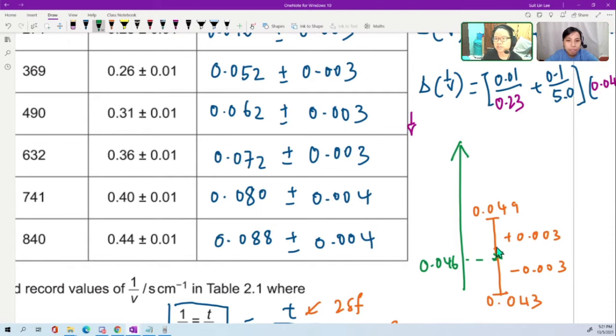Yeah, so 0.03 is actually 6 boxes. So it's up by 6 boxes, down by 6 boxes. Okay? Don't only draw 6 boxes in the middle. It's not 6 boxes from here to here. It's 12 boxes in total. 6 boxes on top, 6 boxes below.